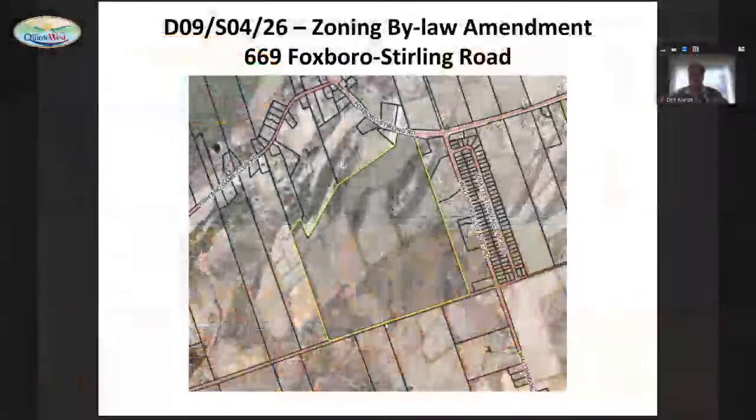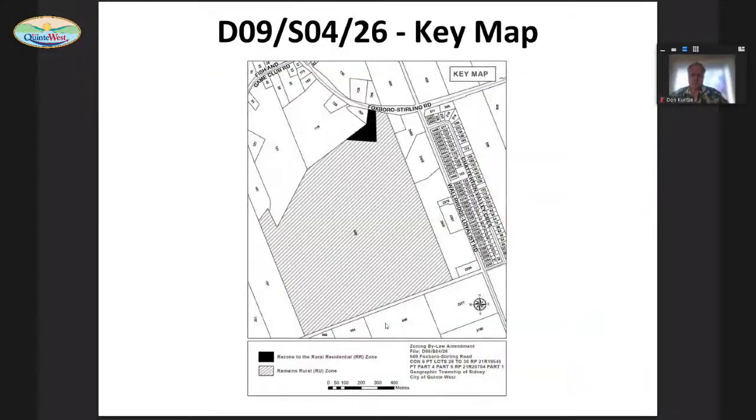Through you, Mr. Chair. This application is a condition of consent application B2-26S, in which one new 1.68 hectare lot was conditionally approved by the Committee of Adjustment on February 12, 2026. The purpose of this zoning bylaw amendment is to rezone the severed lot from the rural zone to the rural residential zone. The retained lot would remain in the rural zone. This rezoning would bring the severed lot into conformity with the city's zoning bylaw and enable it to be developed with a single detached dwelling at a future time. Overall, this application is consistent with the Provincial Planning Statement, conforms to the City of Quinte West Official Plan, and represents good planning. This application is therefore recommended for approval.